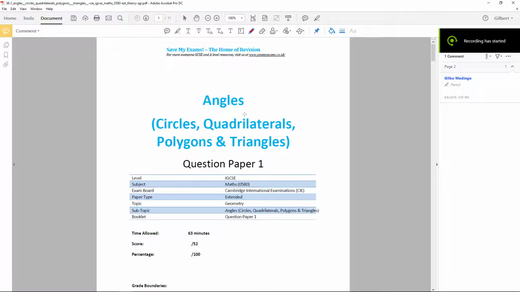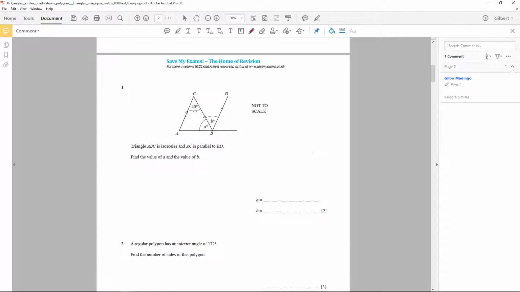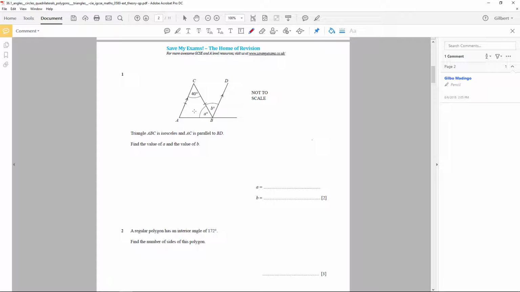Okay, ladies and gentlemen, today in this video we're going to be talking about the solutions for the question paper that I passed to you guys last week. First question, triangle ABC is an isosceles and AC is a parallel. So these two are parallel lines. Now find the angle of A.